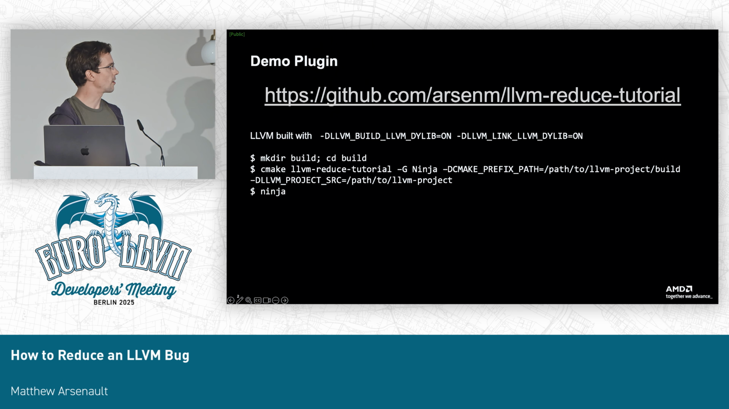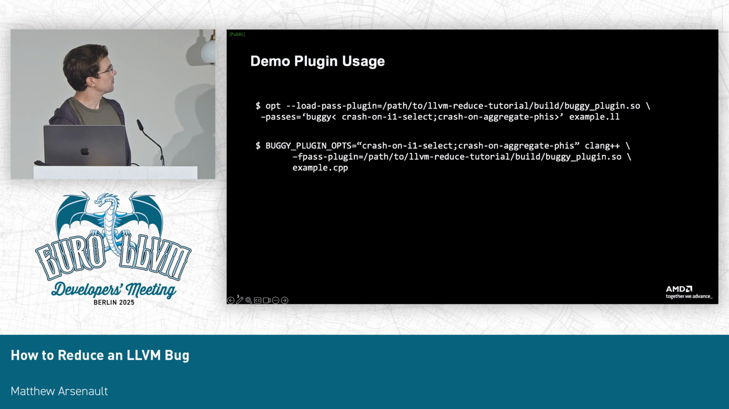I got this to work on Linux if you enable the shared libraries build, which matches the Ubuntu package defaults. It does not match the default project build default. It almost works on Mac, and plugins don't work on Windows. So, you just use it like any other plugin. Use the -load-pass-plugin option to opt, or -fpass-plugin to clang. There's a bunch of named parameters, like any other pass in the new pass manager, for bugs to enable.